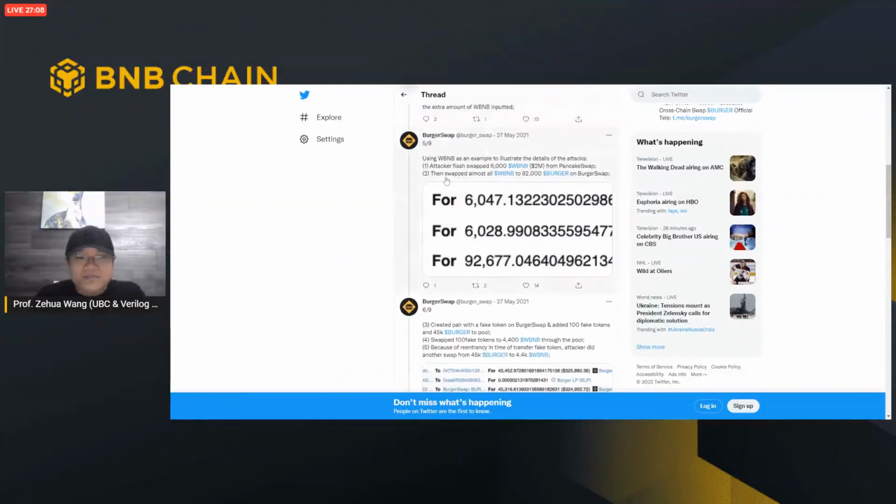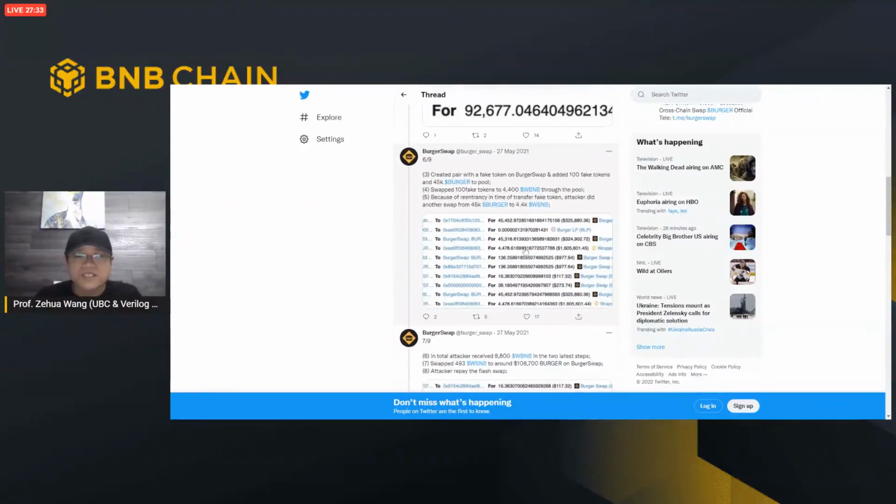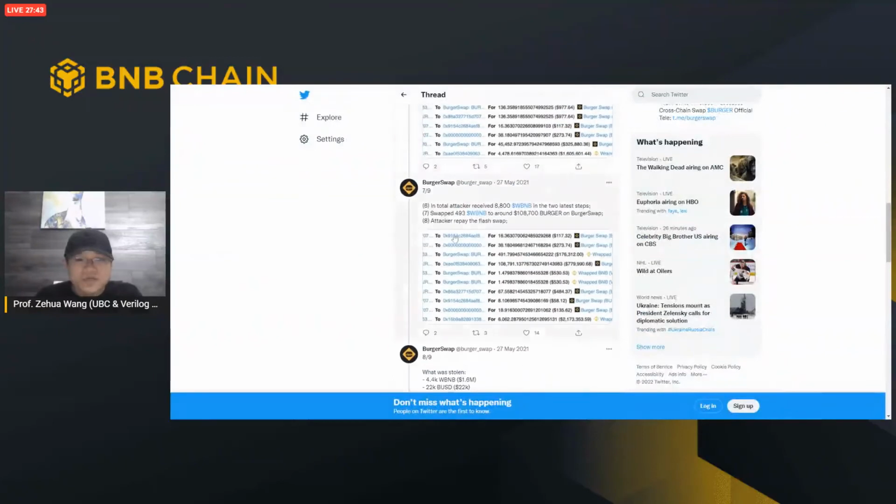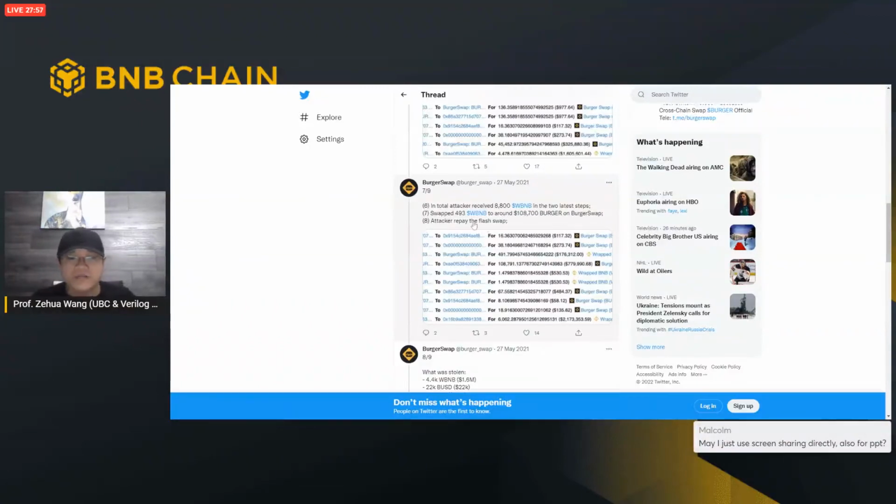So here is the main step. Using the wrapped BNB as the example to illustrate the details of this hack, the hacker flash swapped 6,000 WBNB, 2 million, from PancakeSwap, and then swapped almost all the WBNB to 92,000 Burger on Burger Swap. And here are the detailed transaction events captured from BSCScan. In total, the hacker receives 8,800 WBNB, and then swaps this 493 WBNB around the value of Burger, and eventually pays back the whole flash loan.